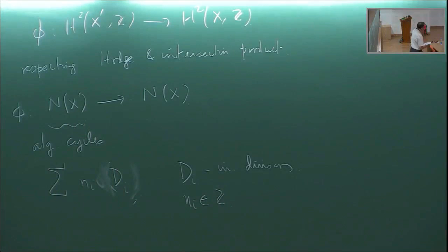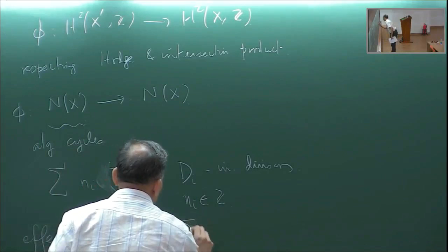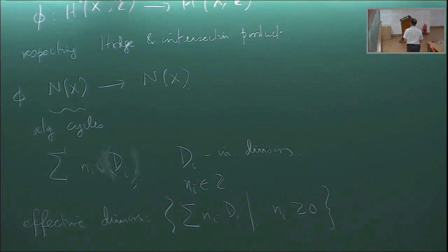The image under the cycle class map of this thing, coming from cohomology classes attached to divisors. I think I've said that, right? Right, so here you can talk about what are effective divisors. Effective divisors are those for which these are summation n_i D_i, where the n_i are greater than or equal to 0. The ones which are, in a sense, physically consisting of divisors.